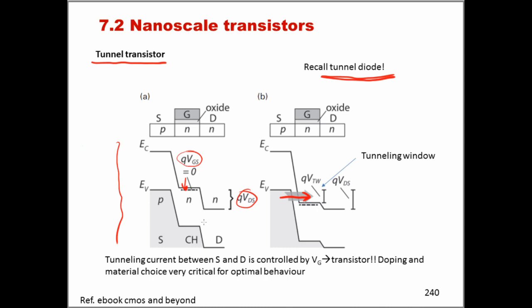So this is a type of transistor that relies on tunneling between the source contact in this case and the channel. Obviously, doping and material choice are extremely important to have this desired band behavior.